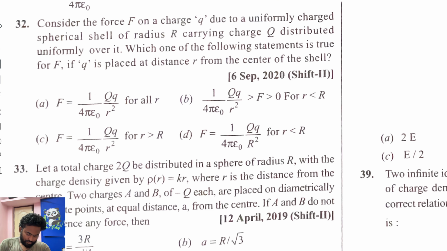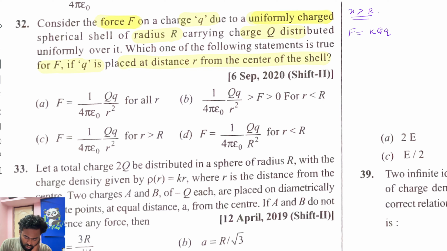Question number 32. Consider force F on charge Q due to a uniformly charged spherical shell of radius R, with Q distributed uniformly. Which of the following statements is true for F if Q is placed at distance R from the center of the shell? Okay, simple. For x greater than the radius, what will be the force?